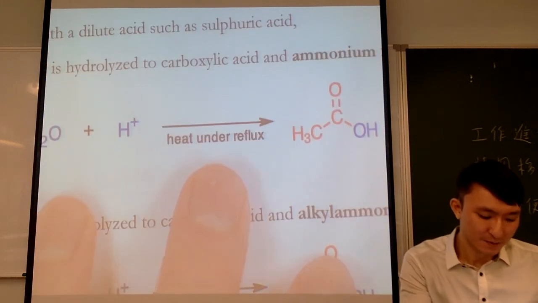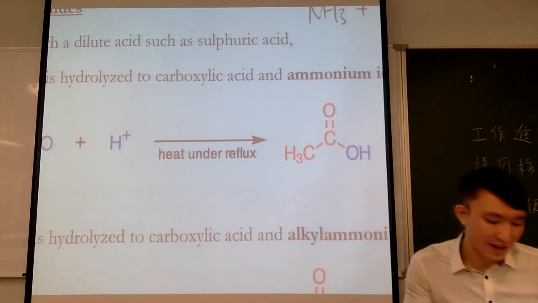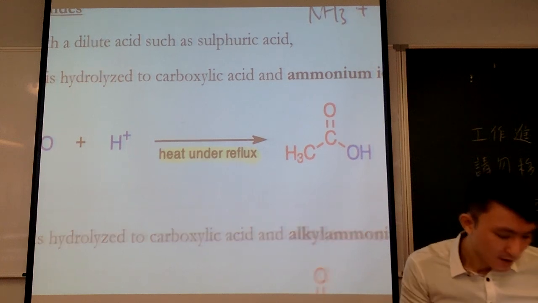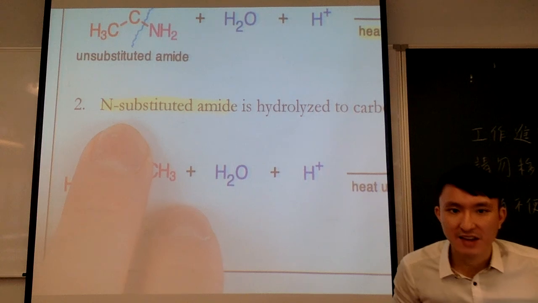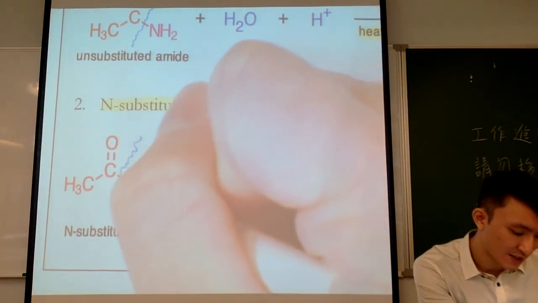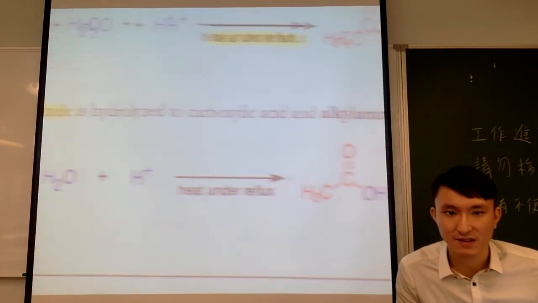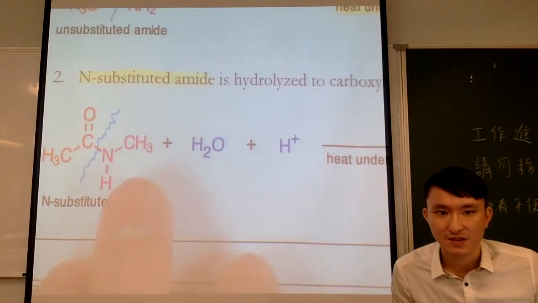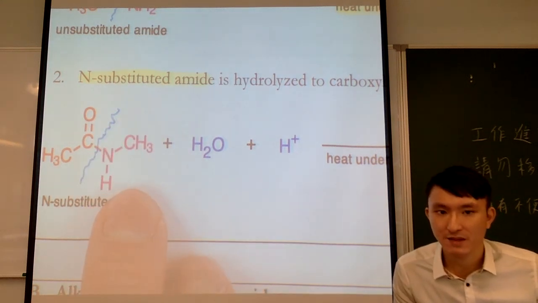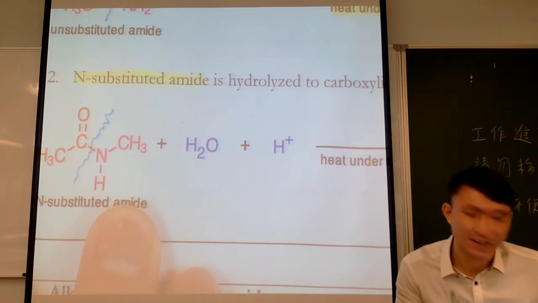All right, and here the reaction is one directional, so it's irreversible, and this reaction also requires heating under reflux. Now, what if we have an N-substituted amide? Actually, the concept is the same. We cut at the amide bond, and then OH is inserted back to form ethanoic acid. And here, we have a hydrogen atom inserted back to the nitrogen atom, forming the primary amine, methanamine. But again, methanamine is alkaline. Like I said, amines are alkaline.